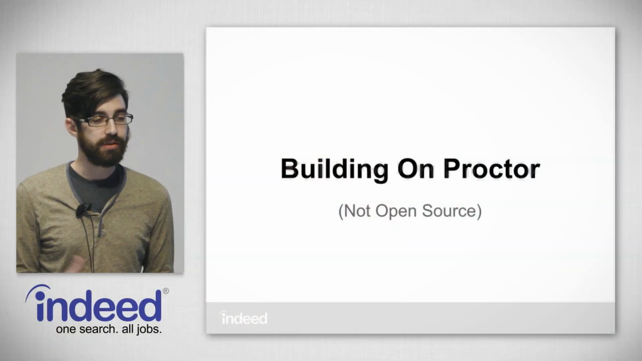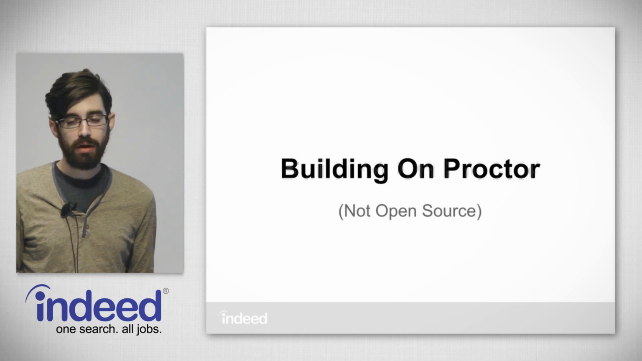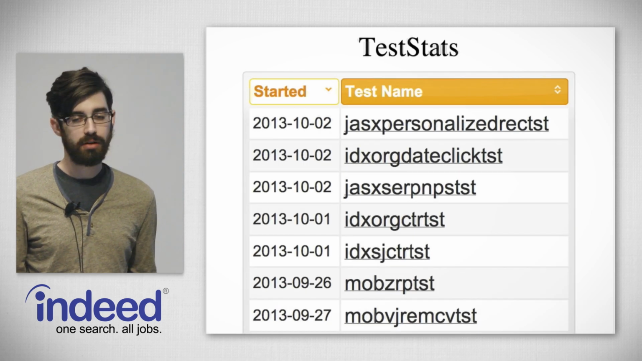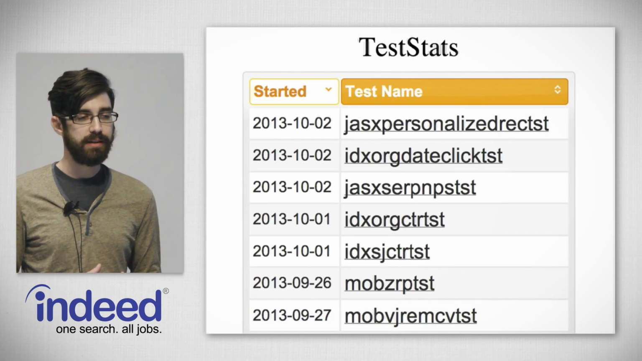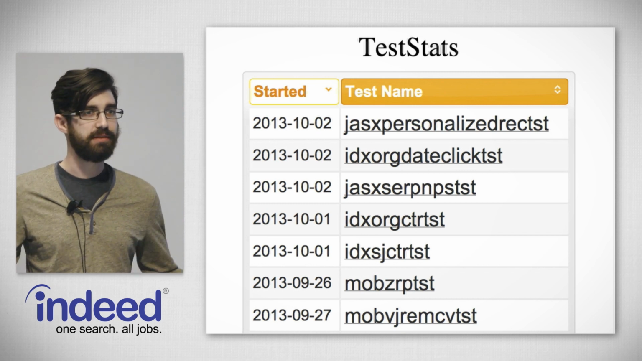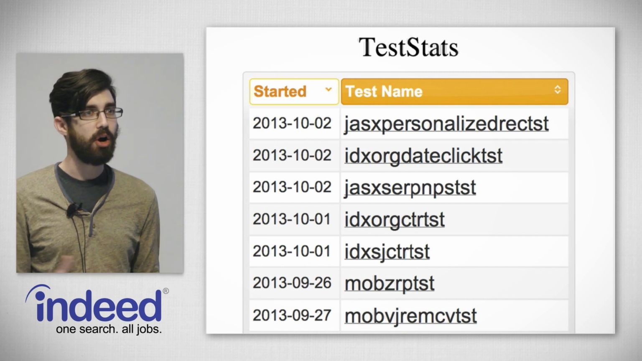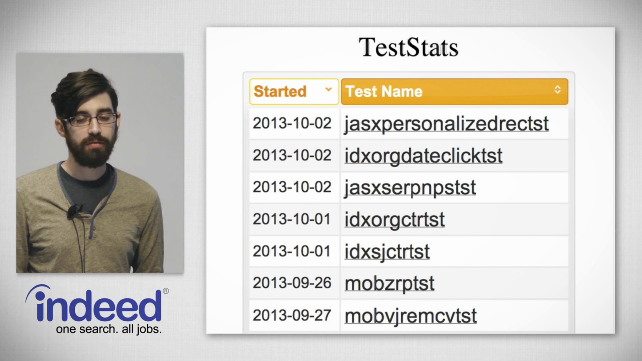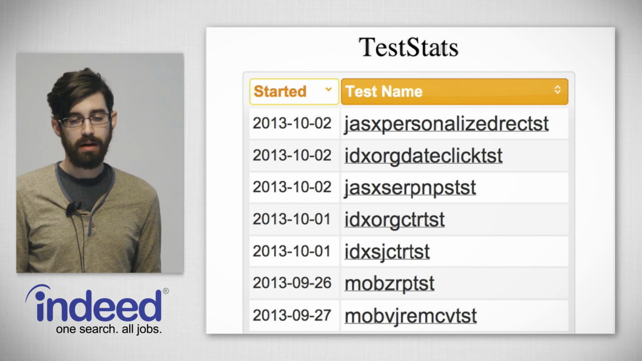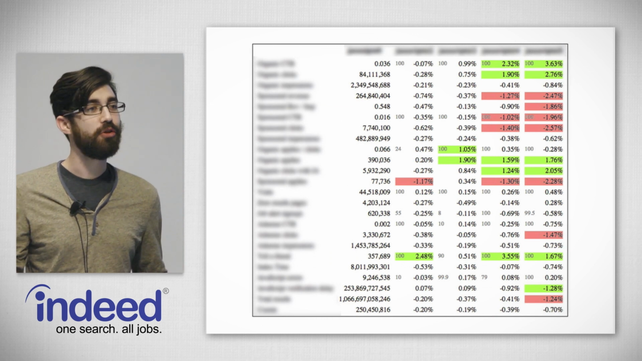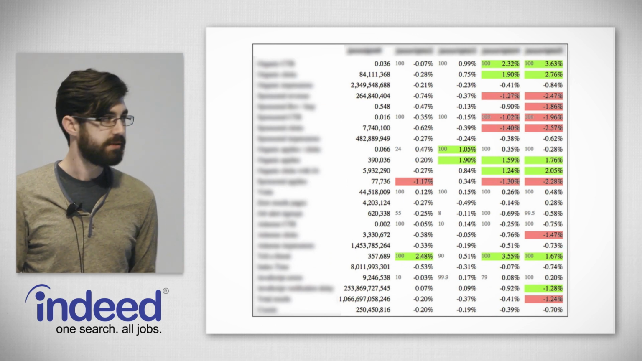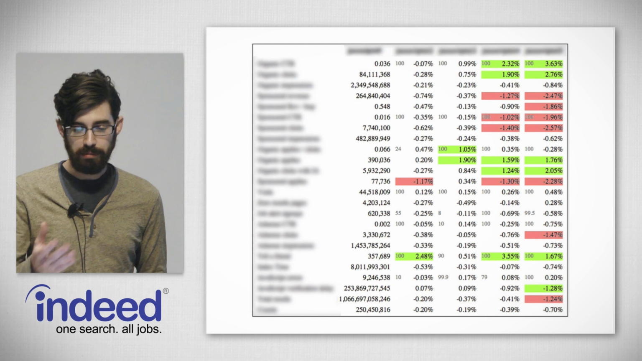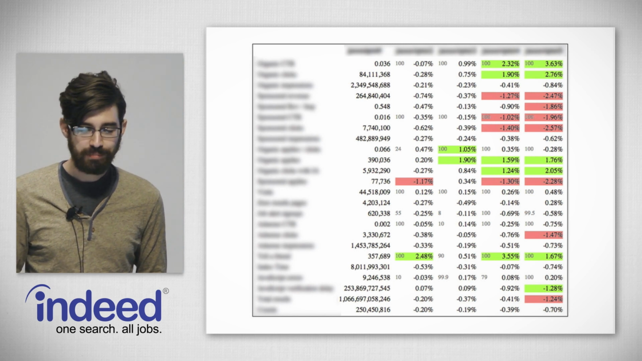Additionally, Proctor enabled us to add a lot of things onto some of the tools we already had. So the next tool I'm going to show you, it's not open source, but it's a tool we built inside called Test Stats. We were running so many tests, we needed some big dashboard where we could see all the tests and see how it affected all of them. So we'd have a list of all the tests, when they started running, and then all the changes for all the metrics that we care about. It's actually a lot more metrics that we track now, but this is a little older screenshot.